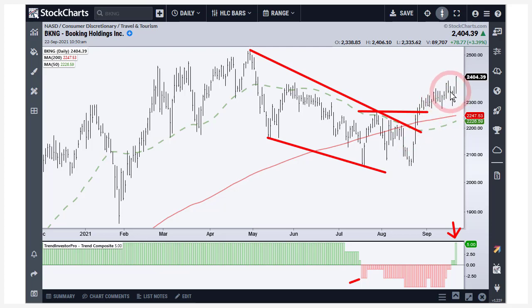But there's a clear breakout here and some strength in Booking.com. And what we have here is a broken resistance level, and that turns into support. So if we do get a throwback to that 2300 level, that might be an opportunity to play a mean reversion pullback, so to speak.